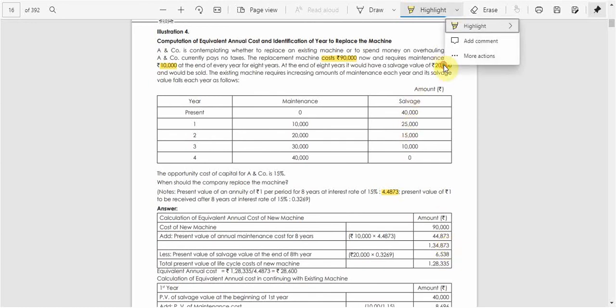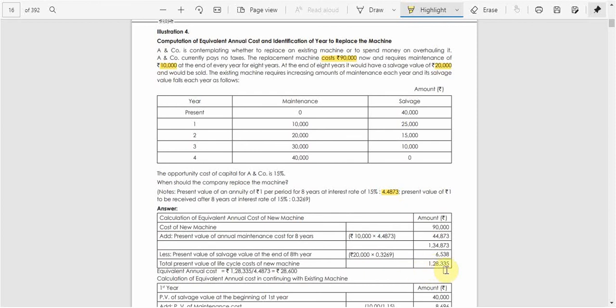That is also given in the problem, right? So for the 8th year, the present value factor is given as 0.3269. So it is 20,000 into 0.3269, which comes to 6,538. When we deduct this value, the total value of outflow will be 1,28,335.